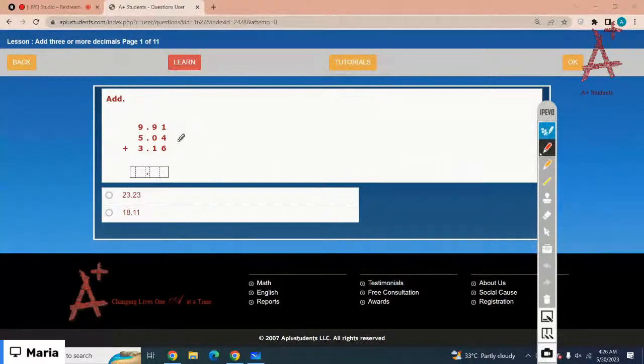Start with the rightmost digits. Just add all of them. 6 plus 4 is 10, and 10 plus 1 is 11. You have to write 1 over here and carry 1. Got it? It would be 9, 10 and 11. Here you have 1 and carry 1. Got it?